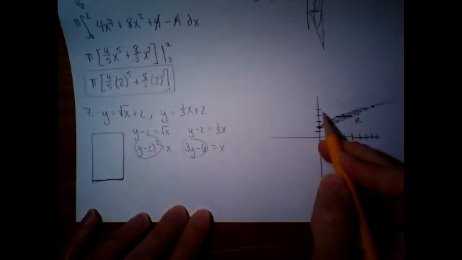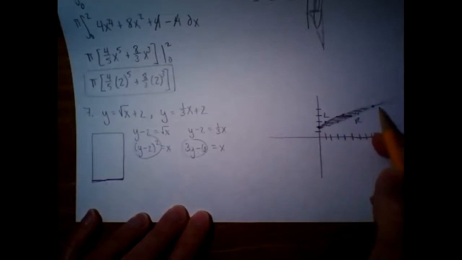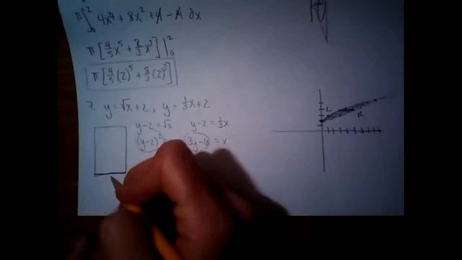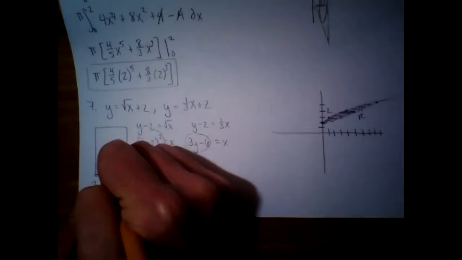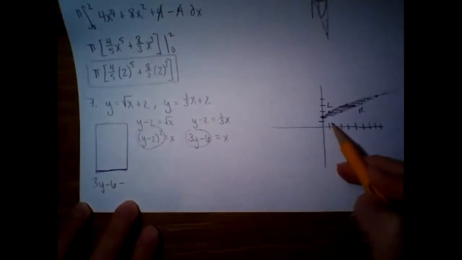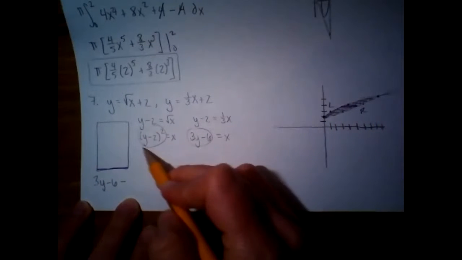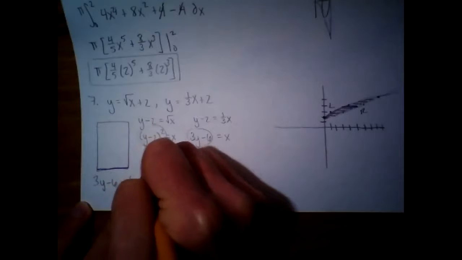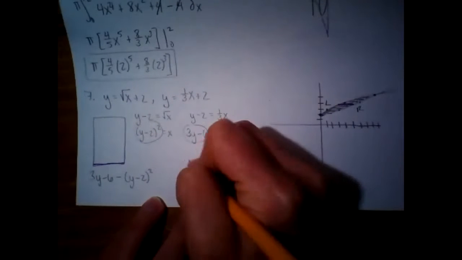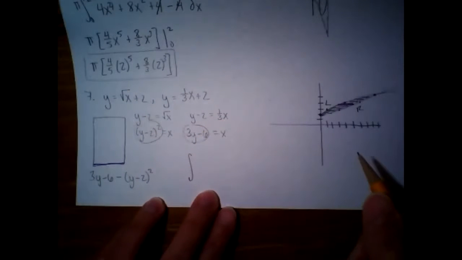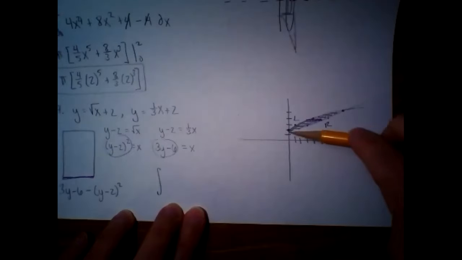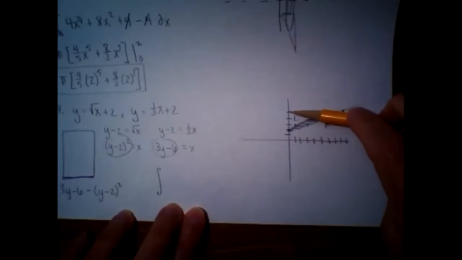And right graph minus left graph. So the right graph is the line. That's going to be this one, the 3y minus 6. Minus the left graph, which is the curve. So that's going to be the y minus 2 squared. So when we go to set up the integral, we want to use y values for the boundaries. So that is going to be from 2 to 5.